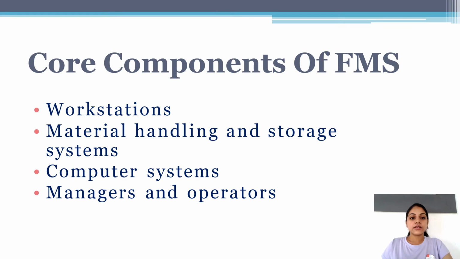So next, last one is the managers and operators. It is basically the human resource that is needed for the working of this flexible manufacturing system. All the operations are basically done under the control of the laborers in the manufacturing unit. For the loading and unloading of the work parts, and to rectify any complaints that happen to the system, for everything we need workers or laborers. So managers and operators are a very important part, and without them the work of this flexible manufacturing system cannot be done. So these are the core components of the FMS.